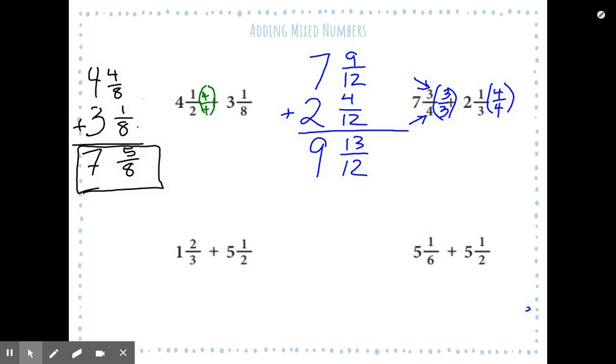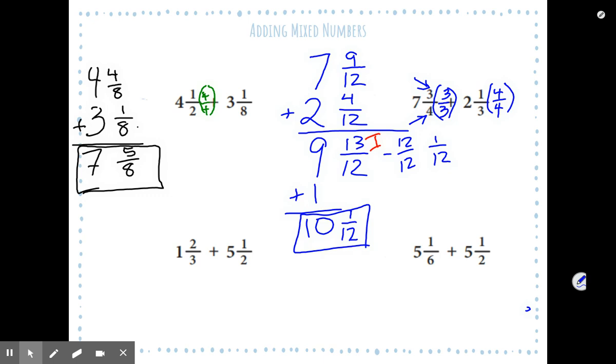No, I have an improper fraction right here. So I need to say to myself, how many groups of 12 will go into 13? One group of 12 will go into 13, so that's going to give me the whole number 10. And if I take away 12 twelfths here, how many leftovers do I have? 13 minus 12 is 1, so 1/12. So 10 and 1/12 is going to be my answer.